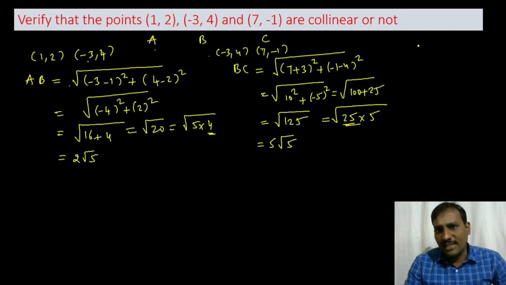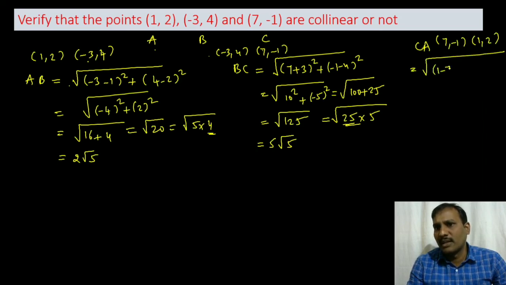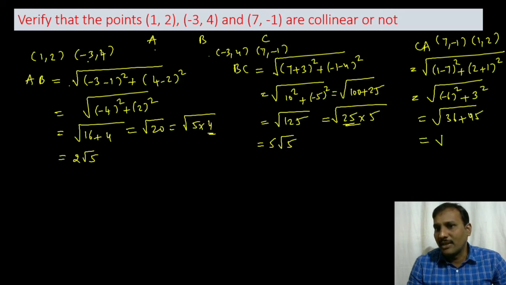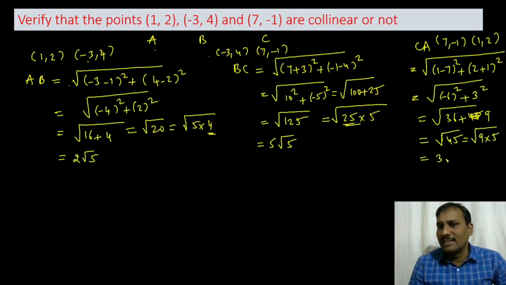Next, let us find CA or AC, whatever it is. So that is C (7, -1) and A (1, 2). Let us find the distance between them. (1 minus 7) whole square plus (2 minus of minus 1), that is 2 plus 1, whole square. 1 minus 7 is minus 6 whole square, plus 2 plus 1 is 3 square. So (-6) whole square is 36 plus 3 square is 9, that is 45. You can write it as 9 into 5. So root 9 can be written as 3 root 5.